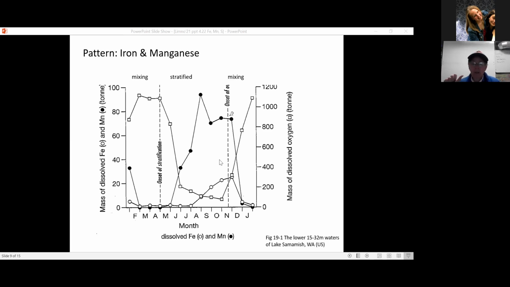Okay, so is this lake oligotrophic, mesotrophic, or eutrophic? All right, everybody just make your best guess. Put it in the chat. Is this lake oligotrophic, mesotrophic, or eutrophic?